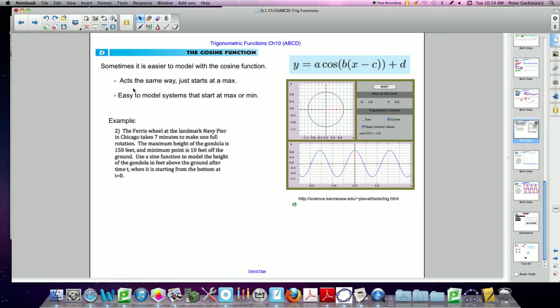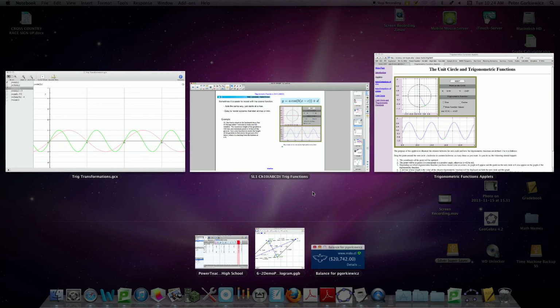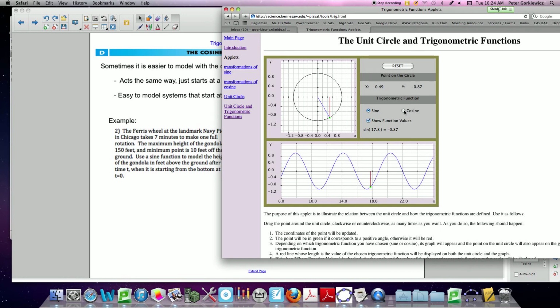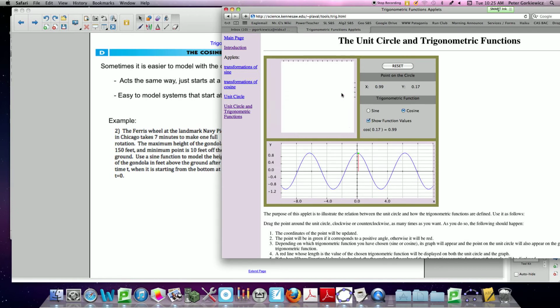All right, cosine is sometimes easier to model because it starts at the maximum or minimum. So let me show you this guy again. If we change this to cosine, I know that cosine starts here. Cosine is talking about how far over this point is on the unit circle. Yeah? So we always start at the farthest distance out, here at 1. And then it drops off. And once you get to pi halves, it's not any over.